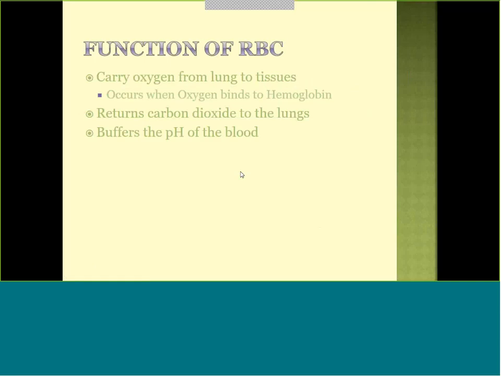So with this chapter focusing solely on red cells, first and foremost is what is the function of a red cell. So red cells, of course, carry oxygen from the lung to the tissues, and then they also get rid of CO2 and bring that back to the lungs, and they help with buffering the pH of the blood.